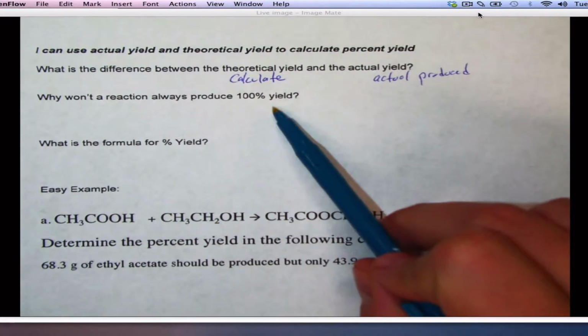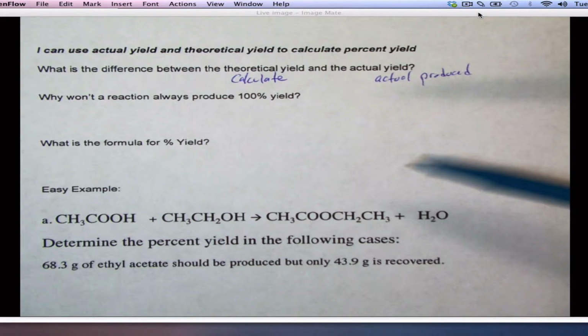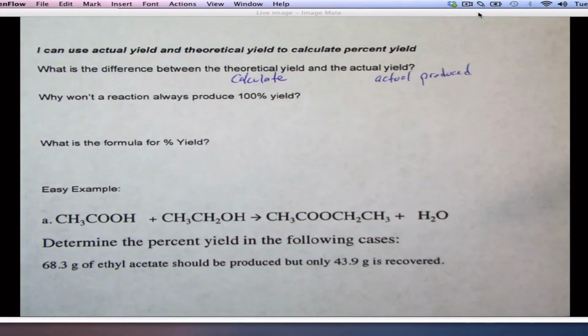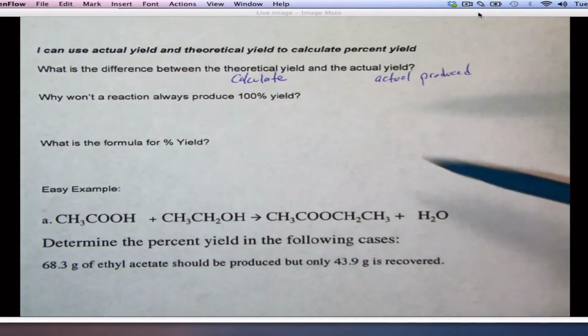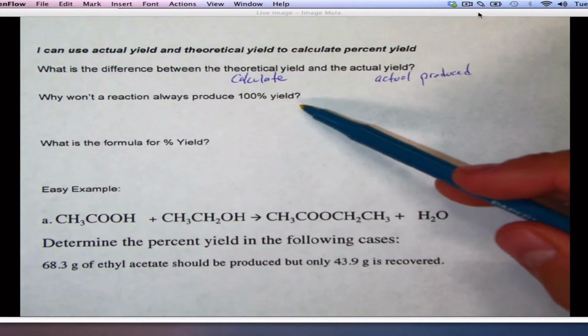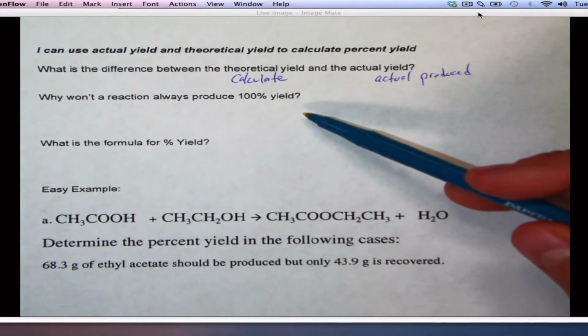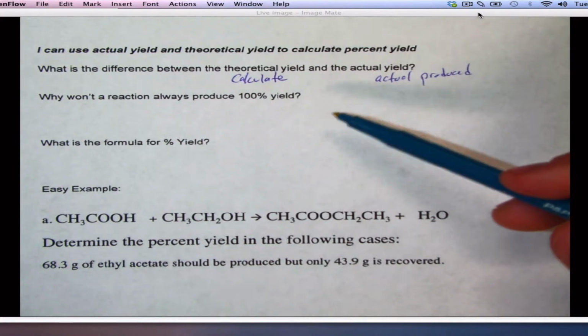So why won't you always get 100% yield? I just told you. Outside factors come into play. Spilled something, dirty glassware, didn't measure exactly correctly. Maybe let the reaction go too long, maybe didn't let it go long enough. Things like that happen. So even though you should get close to 100% yield, you're not always going to get 100% yield. That's pretty unlikely. But if you do, awesome, good job.